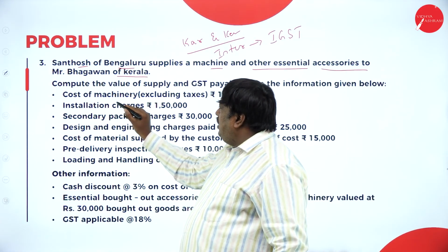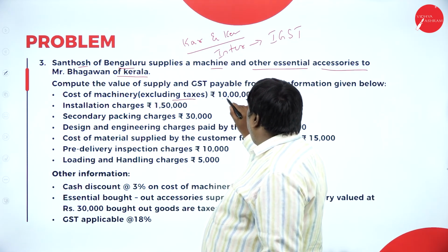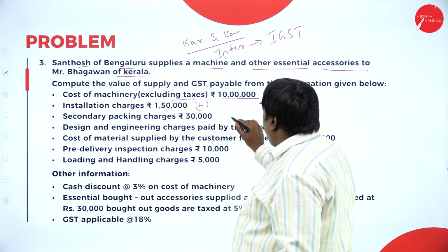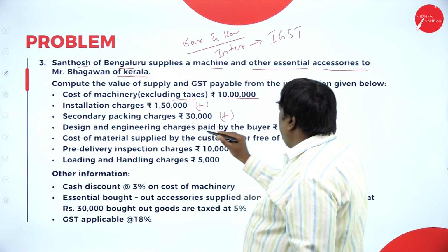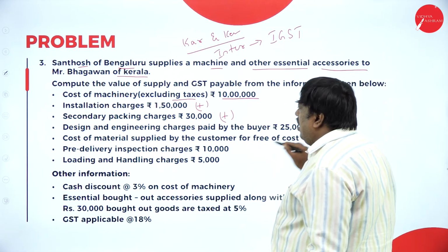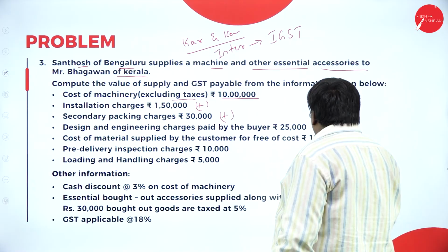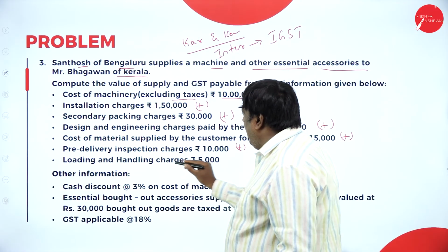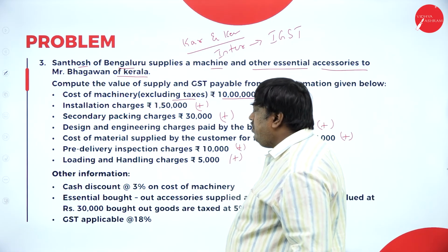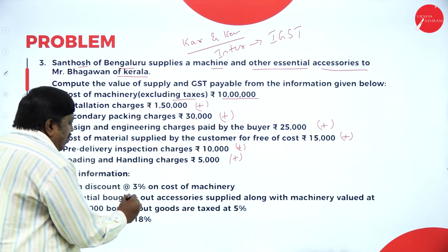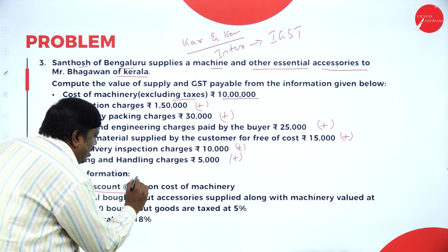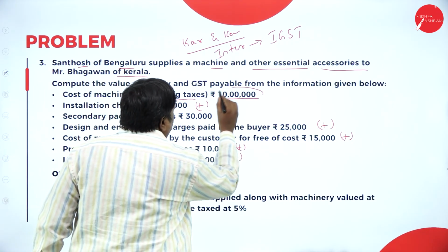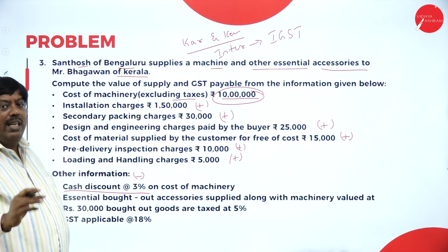Now, cost of machinery excluding taxes, I can write directly 10 lakhs in the outer column. Installation charges, add. Secondary packing charges, add. Design and engineering charges, add. Cost of material supplied, add. Pre-delivery inspection charges, add. Loading and handling charges, add. Other information, 3% cash discount. This has to be deducted on the amount of 10 lakhs. We have to calculate 3% and deduct that amount.